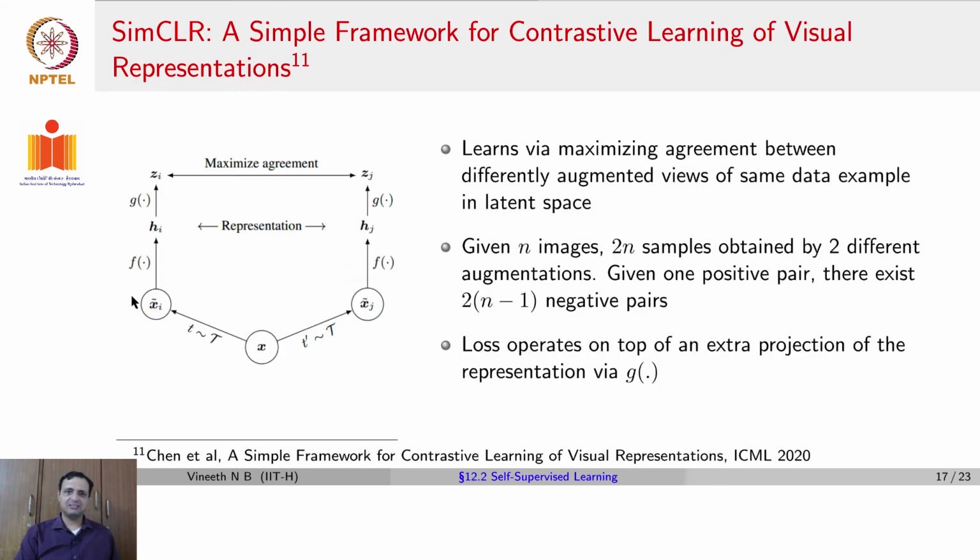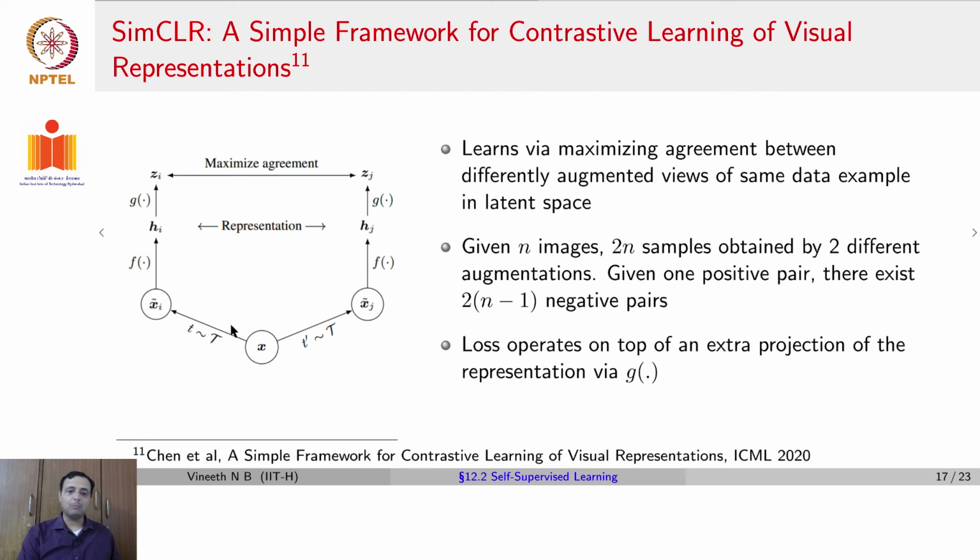Another framework that came up around the same time, published in ICML of 2020 this year, is known as SimCLR, where the goal is more similar to standard contrastive learning, where the model learns via maximizing agreement between differently augmented views of the same data sample. How is this done? In a given mini batch, if you have n samples, you can obtain 2n samples, which can be obtained using two different augmentations.